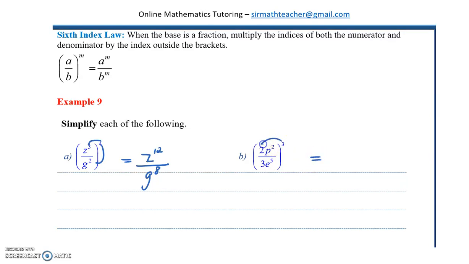Question B, 2 to the power of 1 raised to the power of 3 becomes 2 cubed. p squared to the power of 3, 2 times 3 is 6, so it's p to the 6. Now our denominator, 3 to the power of 1 raised to the power of 3 becomes 3 to the power of 3. And e to the 5 to the power of 3, 5 times 3 is 15. So we're left with 2 to the power of 3, which you could write as 8, p to the 6. And 3 to the power of 3 is 3 times 3 times 3, which is 27, e to the 15.